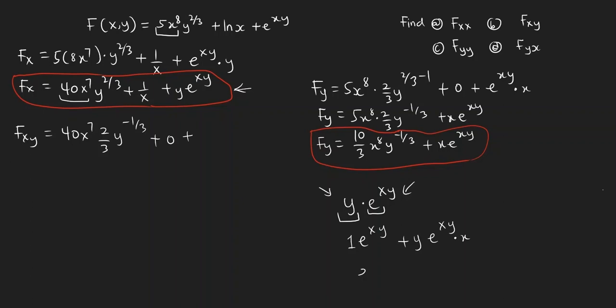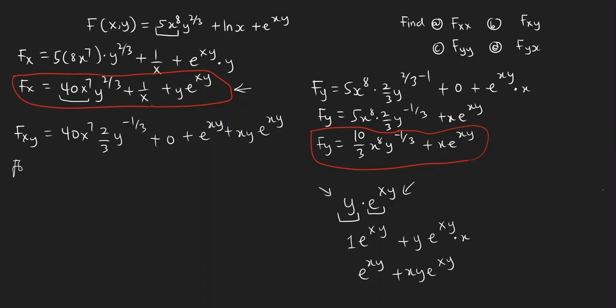So we're going to have e to the power xy plus xy e to the power xy. Okay, this is what you will have. So let's write this here. We're going to have plus e to the power xy plus xy e to the power xy. Okay, this is what we have now. Okay, so now let's simplify this.